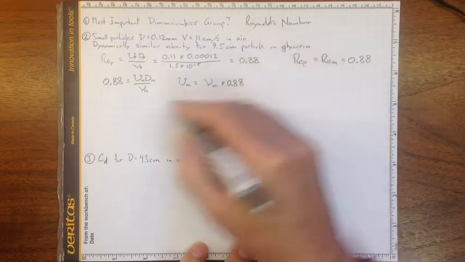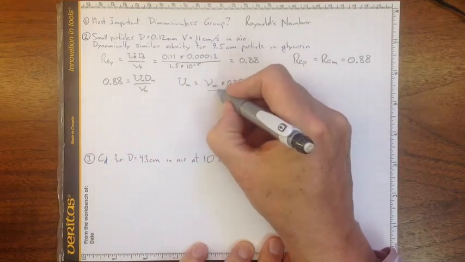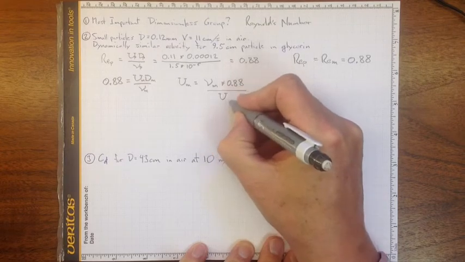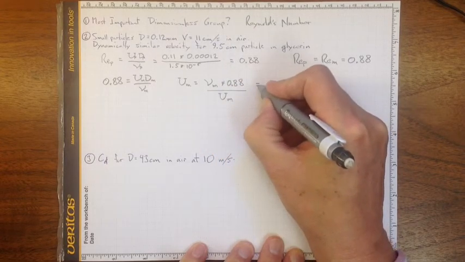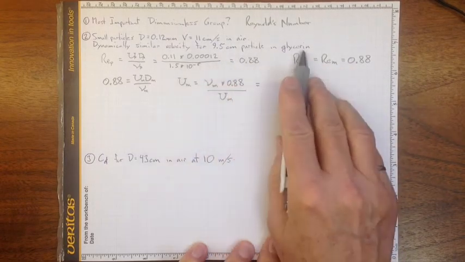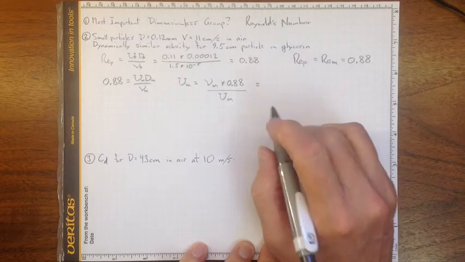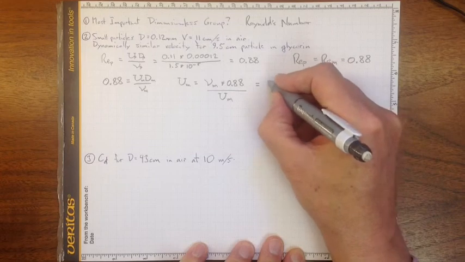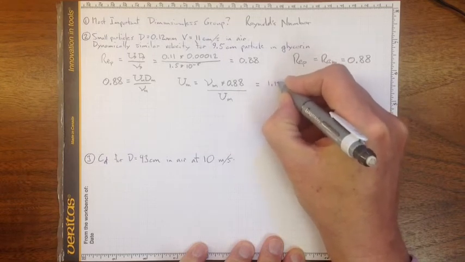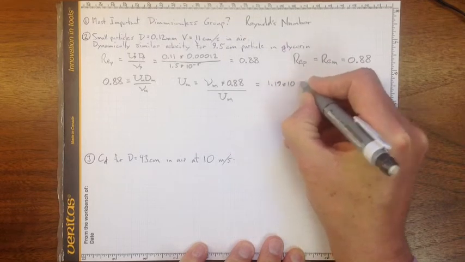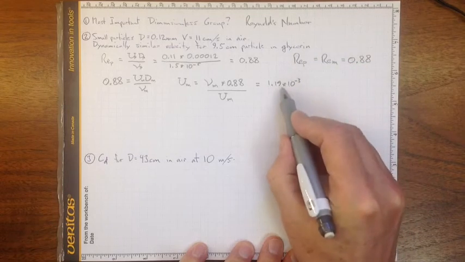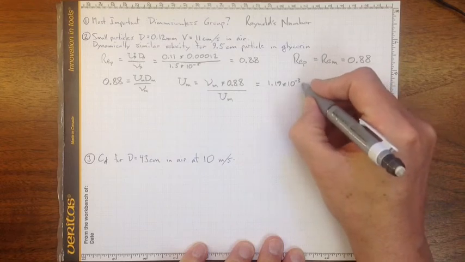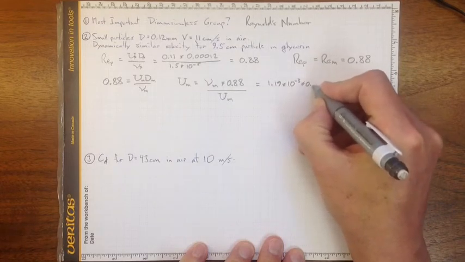times 0.88 divided by the velocity for the model. Or looking up glycerin at about 20 degrees C and being sure to get the right answer out of the table instead of the wrong one, we get about 1.19 times 10 to the minus 3, so much more viscous than the air, times 0.88.